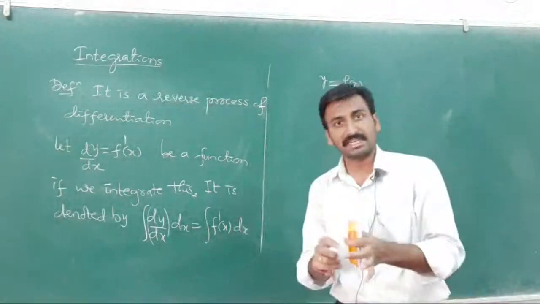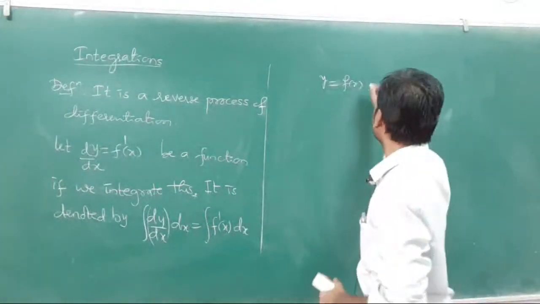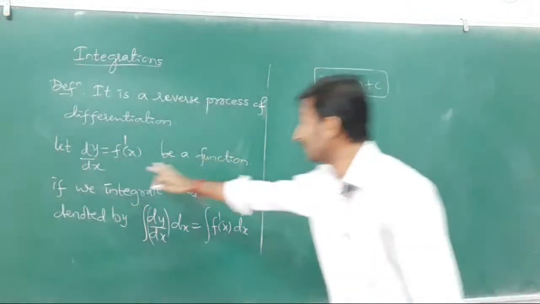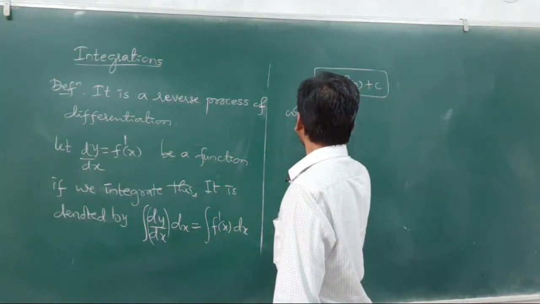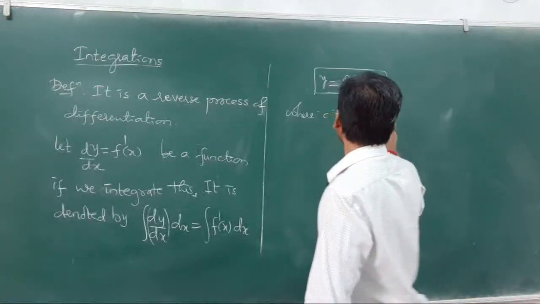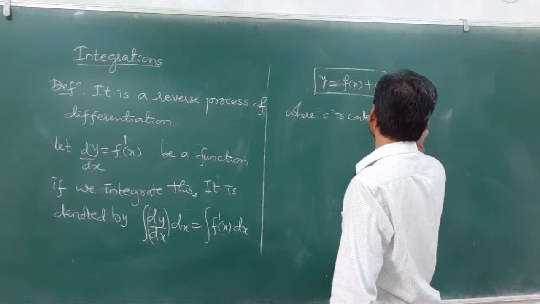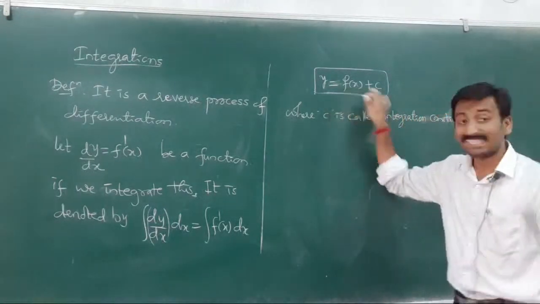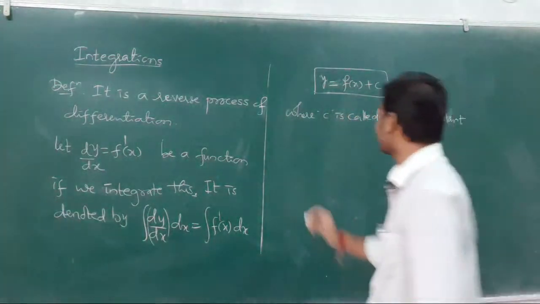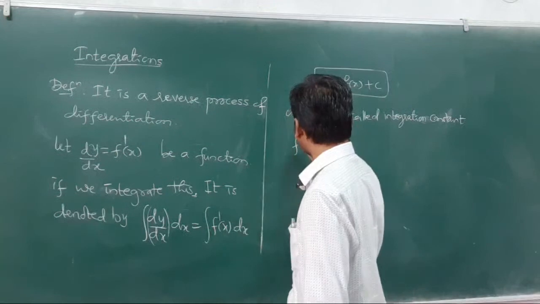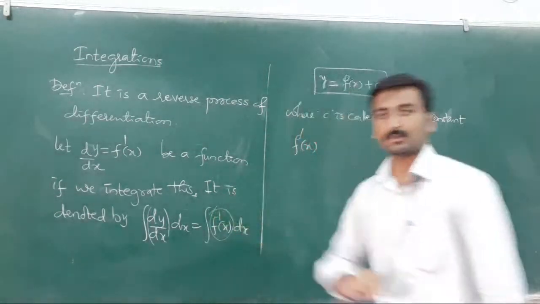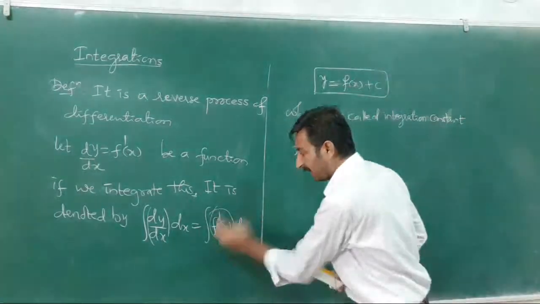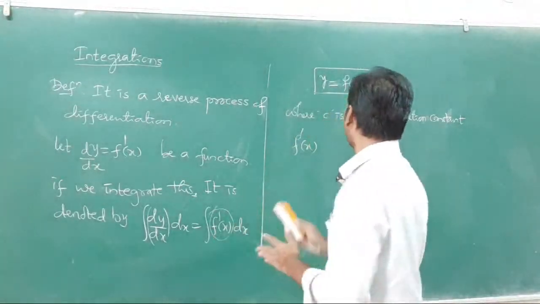And also, before differentiating, there may be some constants. You don't know what that constant is, so you can say it is c. So y equal to f of x plus c, we can call it as integration of this function, where c is called integration constant. Understand? Correct? And then this f dash of x part is called integrand. Integrand is nothing but the function you are integrating.